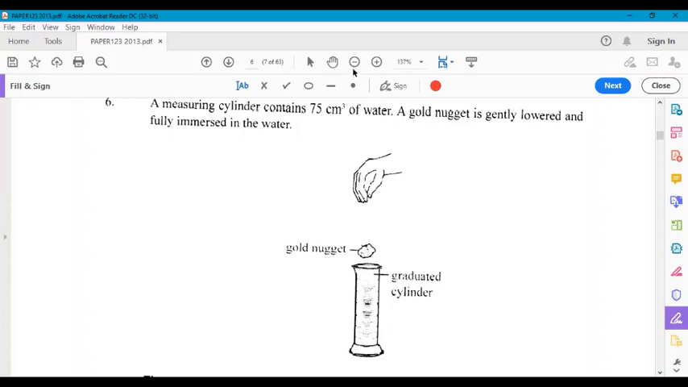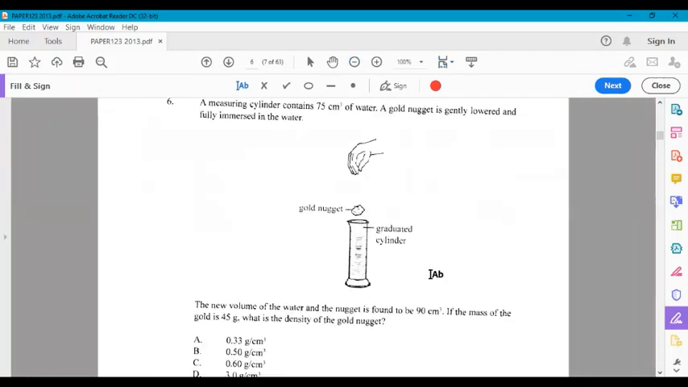Number 6, a measuring cylinder contains 75 cubic centimeters of water. A gold nugget is gently lowered and fully immersed in the water. The new volume of the water and the nugget is found to be 90 cubic centimeters. If the mass of the gold is 45 grams, what is the density of the gold nugget?